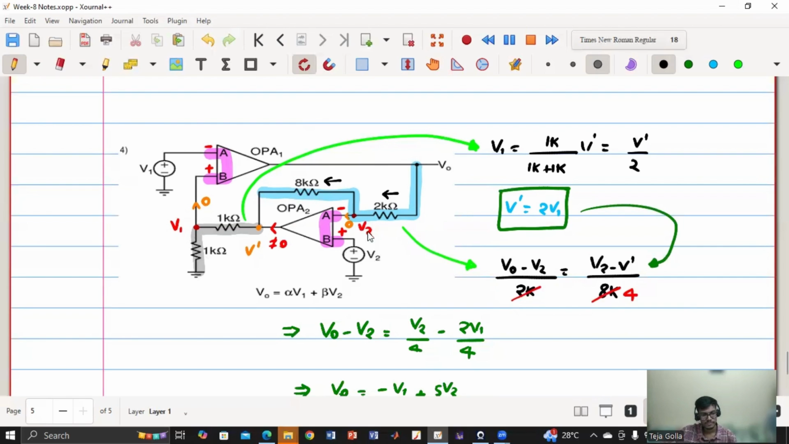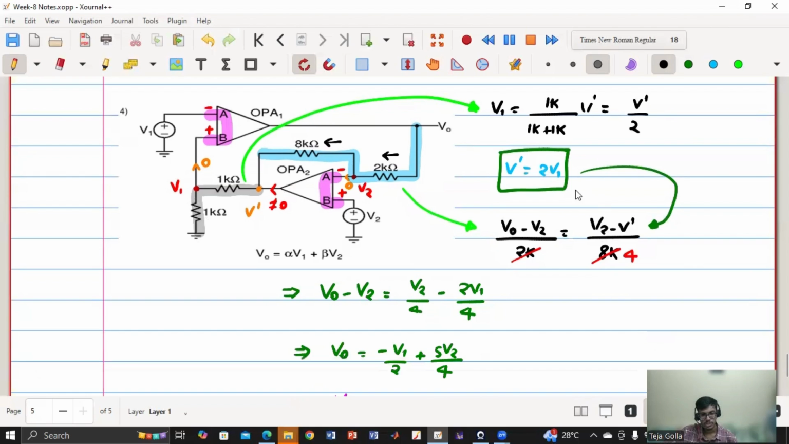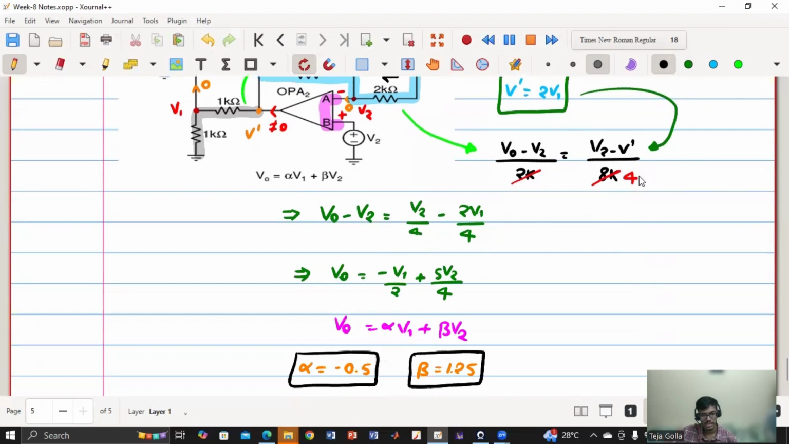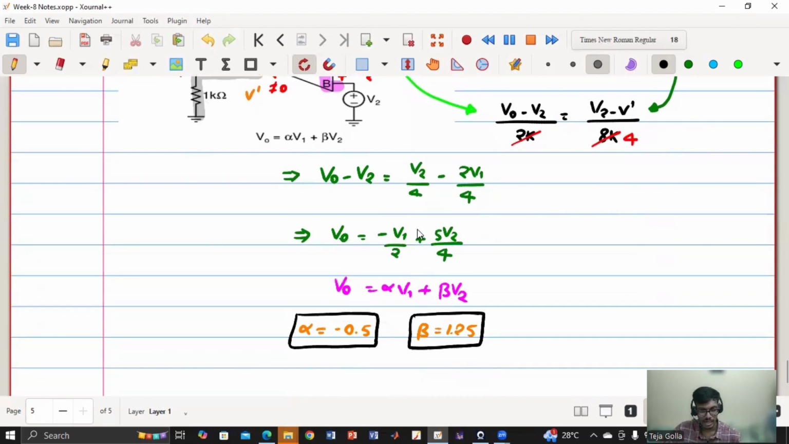Similarly, if you apply KCL at this node, current entering is (V0 minus V2) by 2K and current leaving is (V2 minus V dash) by 8K. So now if I substitute V dash equal to 2V1 in this equation and do simplification, I will get V0 in terms of V1 and V2, where alpha is minus 0.5 and beta is 1.25.